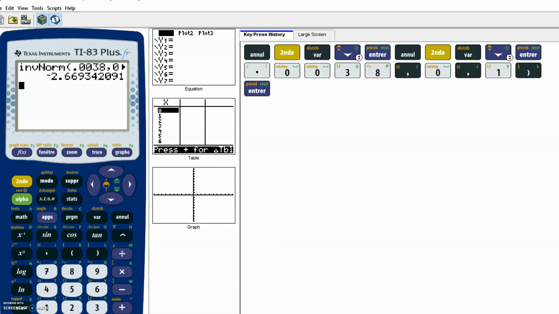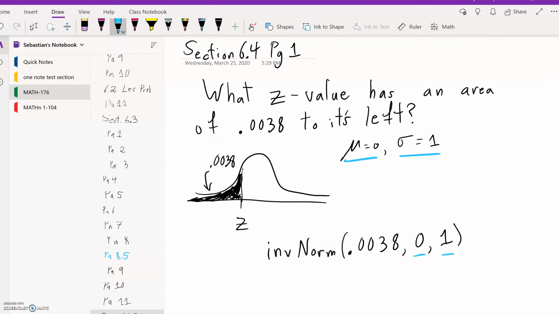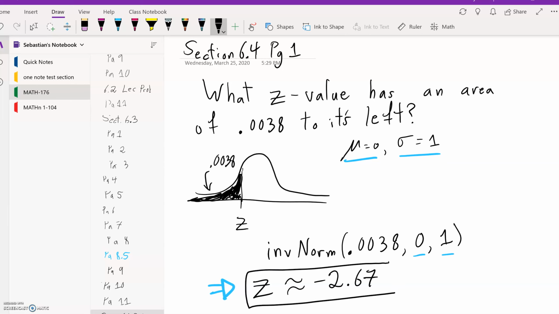Normally, these types of problems will ask you to round. Let's suppose that we rounded to 2 decimal places. So my answer for this is negative 2.67. So this tells me that my z is approximately negative 2.67. And this is my answer.